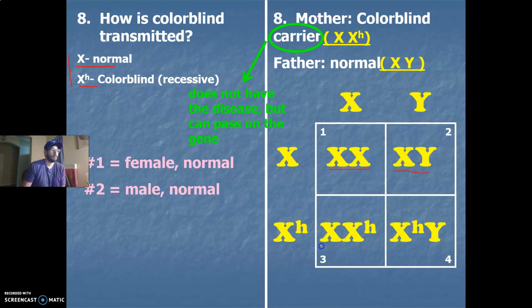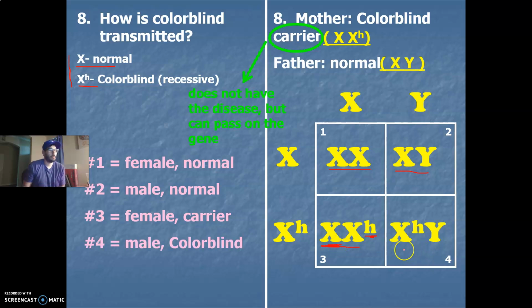Number 3, female or male? Female, and this one is what we call a carrier because once again, she carries the gene right here, but since she has the dominant normal, she's not going to show. She will not be colorblind. She's going to be normal. Our last one is our male, XY, and he will be colorblind because he has the gene right here. He does not have another X. That's what makes him a boy because he has a Y. I know it's a lot, but that's okay.